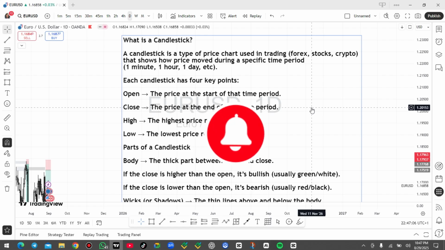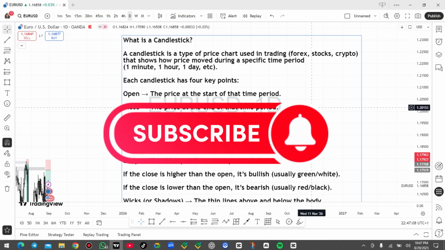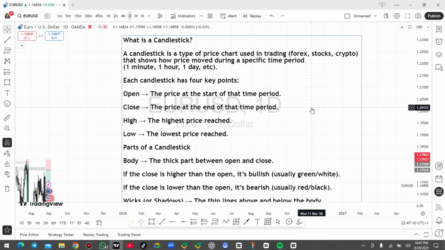Now, let's say you're a 1 minute time frame trader, a 1 hour time frame trader, or a 1 day time frame trader. A 1 minute candle is telling you what the price has done in a minute, and a 1 hour candle is telling you what this particular candle has done in an hour. That means one candle is for 1 hour, and a 1 day candle is telling you what the price has been doing for the whole of the day.